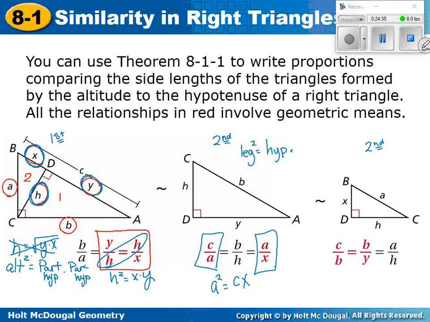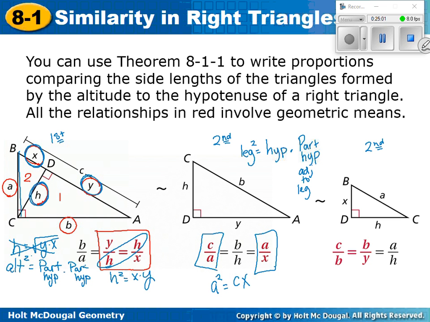What is X? In the big triangle, what is X? Part of the hypotenuse. Every time refer back to the big triangle. So it's going to be part of the hypotenuse, but not just any part. It's the part that touches the leg we're looking at. So it's going to be part of the hypotenuse adjacent to the leg.